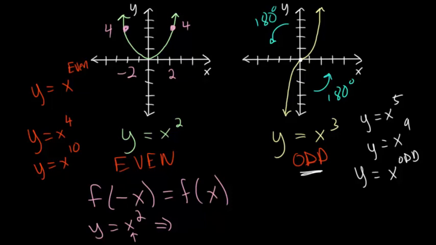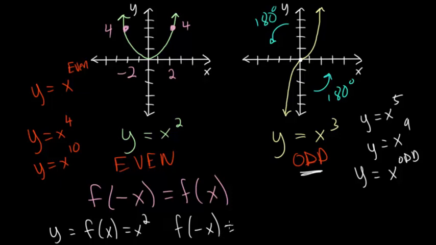Let me write this using function notation so it's a little bit more clear. With y equals x squared, we'll rewrite it as f of x equals x squared, because y and f of x are the same thing. What we're going to do is plug in minus x and see what we get. If it's an even function, we'll just get back the exact same function that we started with. So if it's even, we should get back x squared.